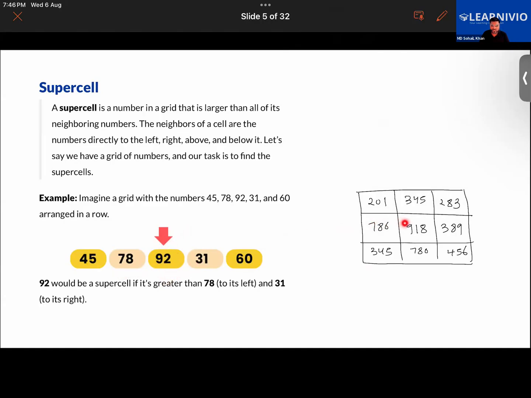So what can you say about 918? Will it be a supercell? Yes. So let's highlight it. Now it will be a supercell. Is there any other supercell in this that is possible?